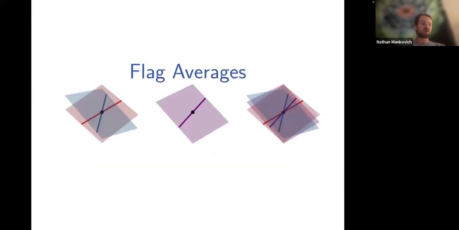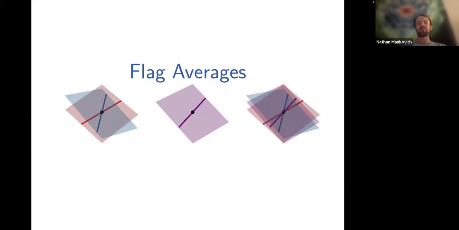Okay, so now we're moving into averaging flags. A flag is a sequence of nested subspaces of R^n, right? Here we're working in R^3. We have two flags, the blue one and the red one. The blue one is a blue line living inside a blue plane, and the red one is a red line living inside a red plane. I ended up using the same picture as before, but this is just to visualize it. And then this would be the mean of these flags, this purple line and plane. The line lives in between the blue and the red lines, and the purple plane lives between the blue and the red planes.